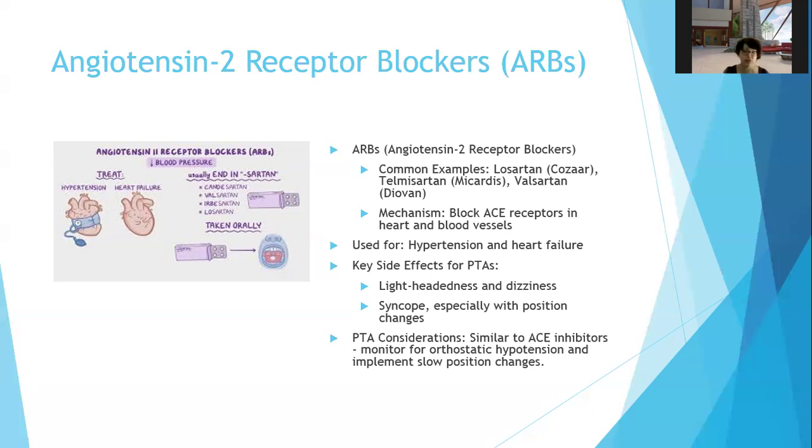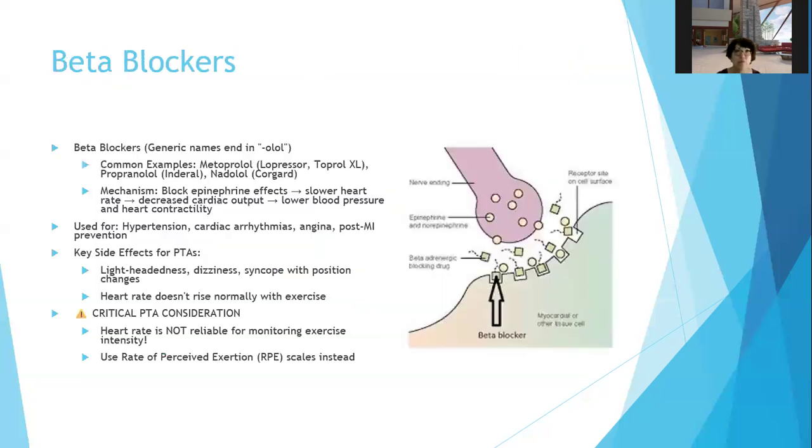So the ACE inhibitor actually blocks the conversion of angiotensin 1 into angiotensin 2. These block the reception of angiotensin 2 in the heart. So it's used for the same thing, with the same side effects, especially the syncope, especially with position changes. So monitor for orthostatic hypotension and implement slow position changes. You're going to see that as a theme for blood pressure medications.